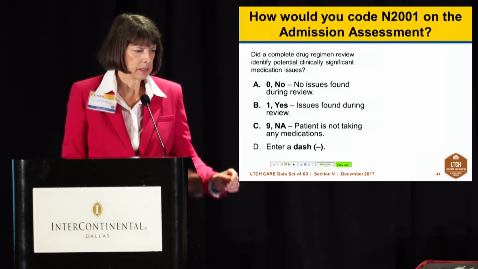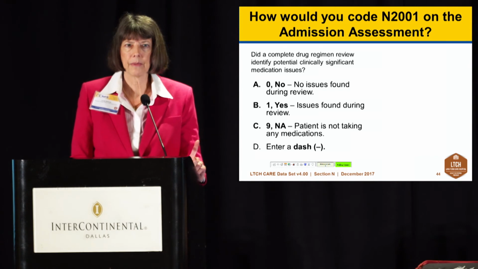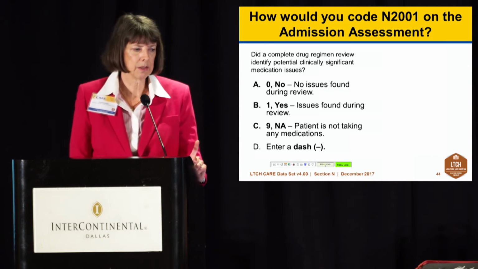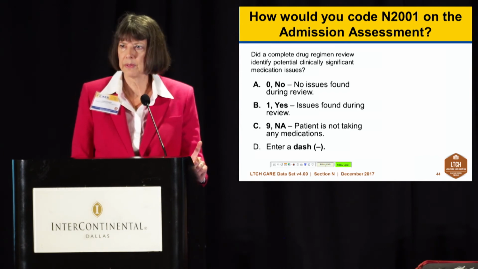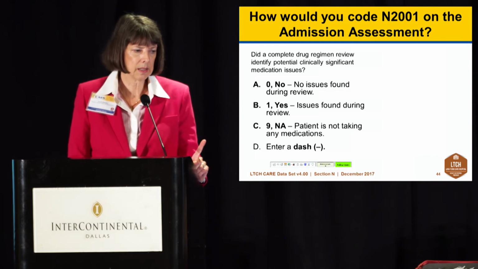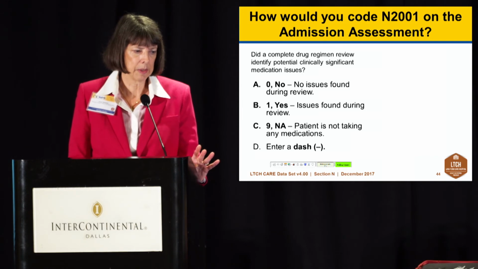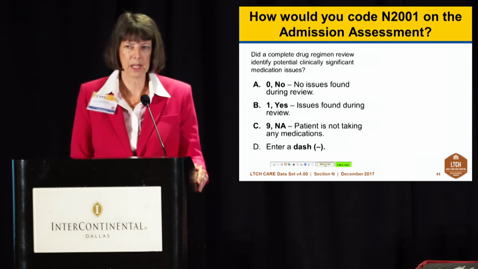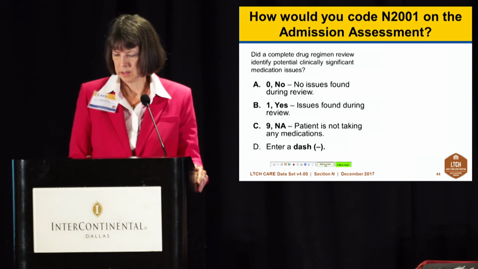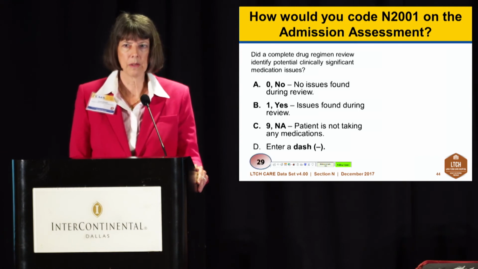First we're going to start with the N2001 question, where you will answer, did a complete drug regimen review identify potential clinically significant medication issues? So was there one identified? If no is the answer, you would say A. If yes is the answer, you would say B. And if NA, the patient wasn't taking any medications, you'd say C. So let's find out what the answer would be in terms of the first part of this scenario.